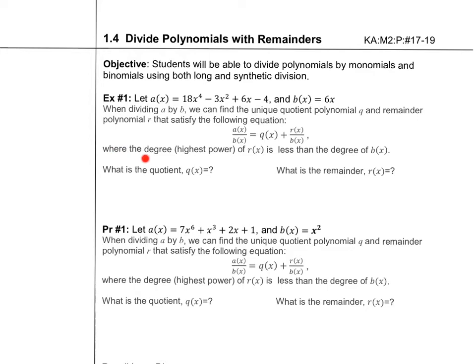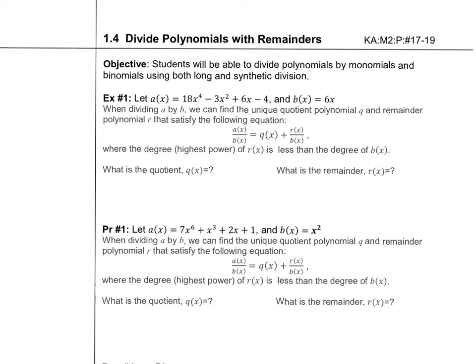And then it says where the degree, highest power, of r of x is less than the degree of b of x. So that just means if the highest power here is 2, then this has to be bigger than 2, right? So it'll have to be like 3 or 4 or something like that. The degree, I mean, the exponent.